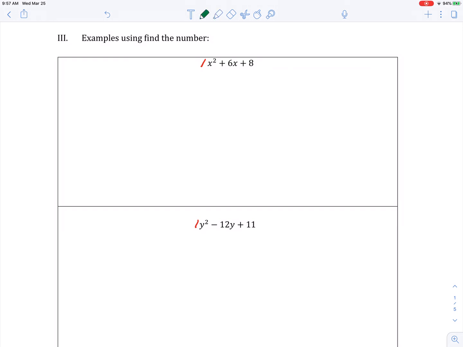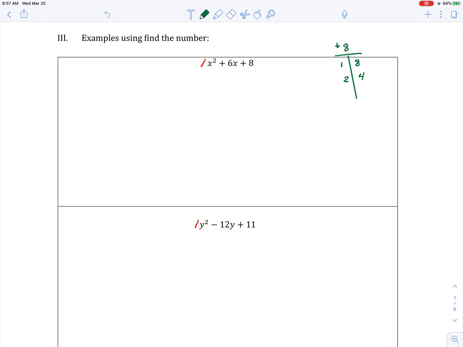One way to think through this, and you'll get to the point that you won't need to do this, is you're going to just look at that last number that's in the position of C, and you're going to sift through in your mind all of the combinations that will factor to give you the positive 8 on the end.